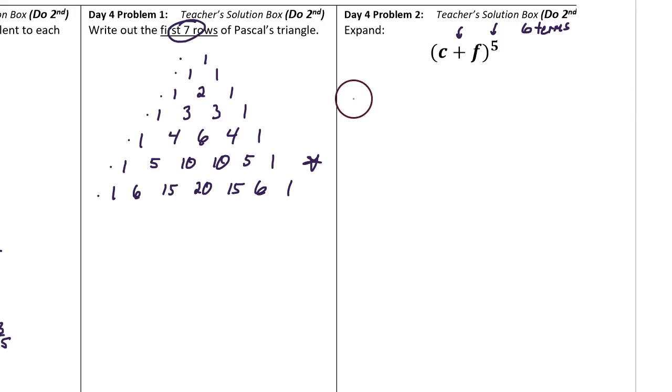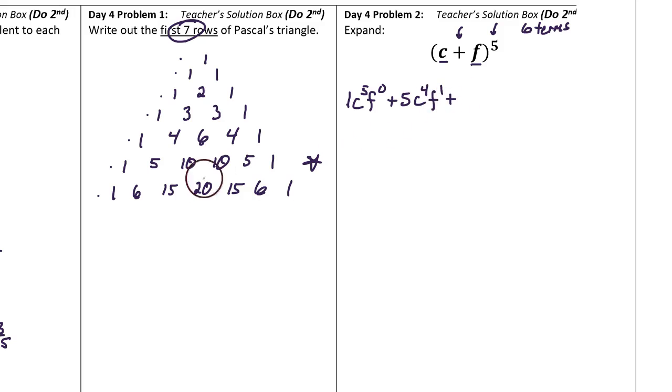The very first number from the row of Pascal's triangle is a 1. Then we take the first term here, which is c, and raise it to the 5th power. Then we take the second term here, which is f, and raise it to the 0 power. That's the first term of our expansion. Now a plus sign. The next number from the row of Pascal's triangle is a 5. Then take the c and go to the 4th power, take the f and go to the 1st power.